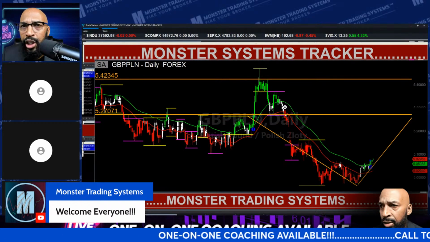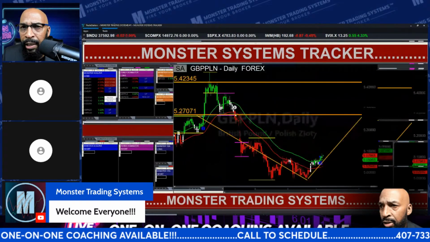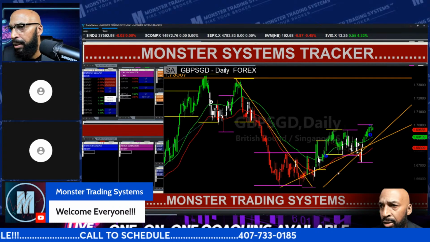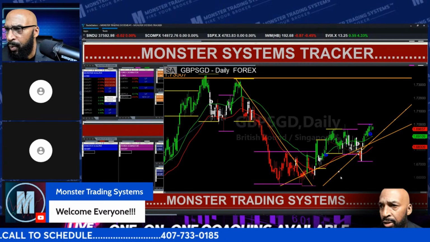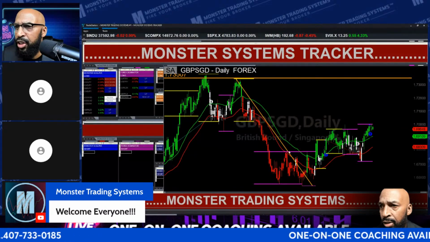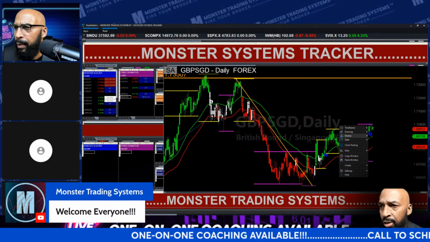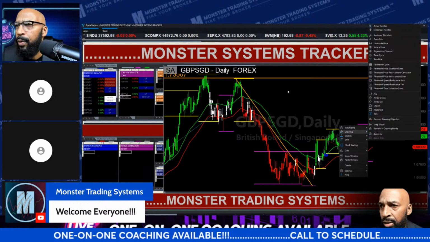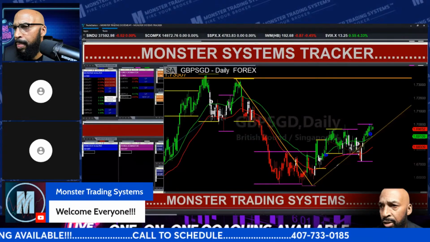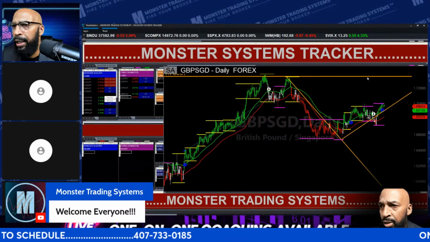GBPPLN. Okay, we're doing good on time. All right, pound SGD. That's an early one. Buy signal is here. Here's your markdown phase. Here's your V. Buy signal right here, target right here.